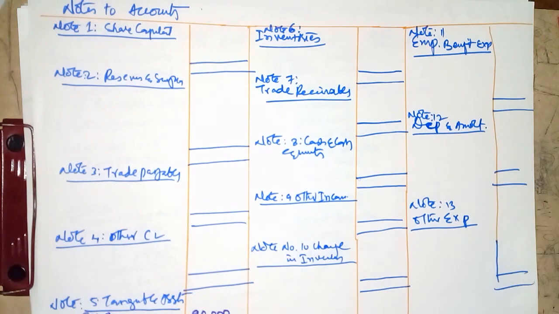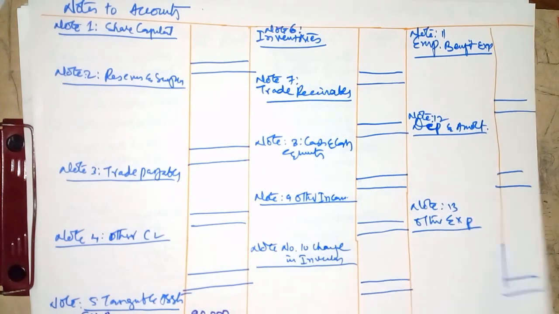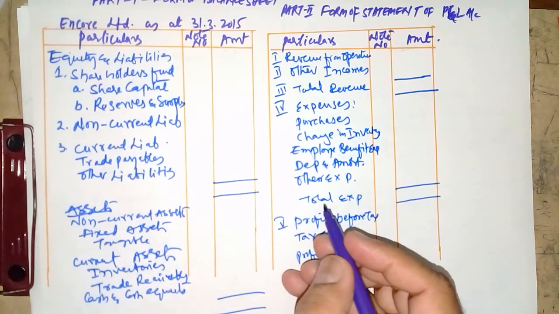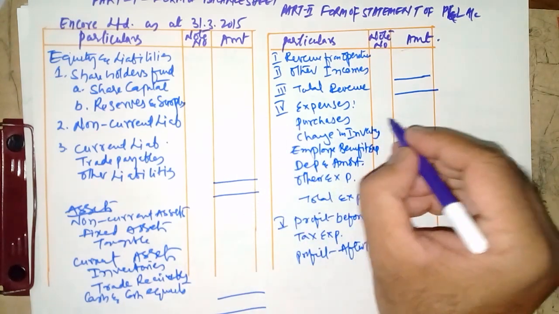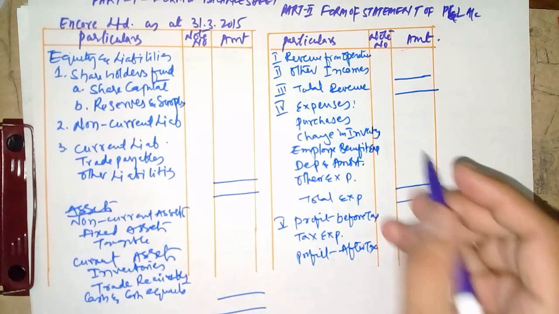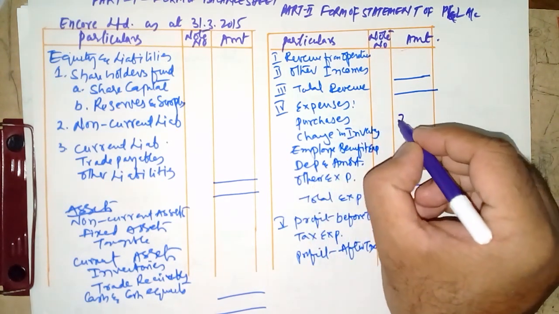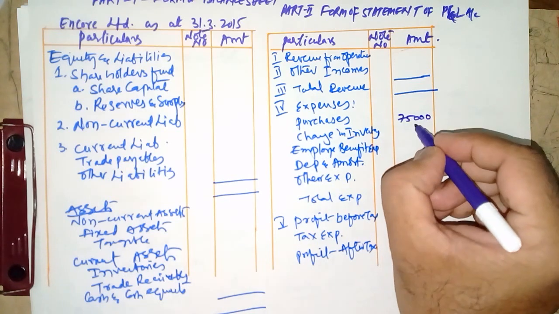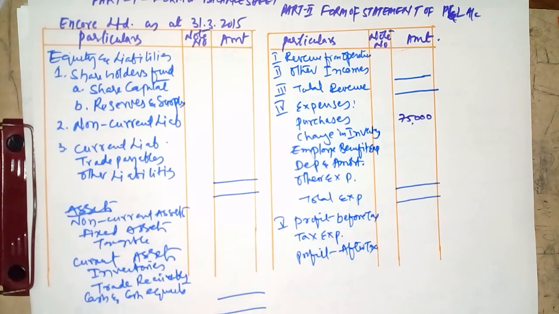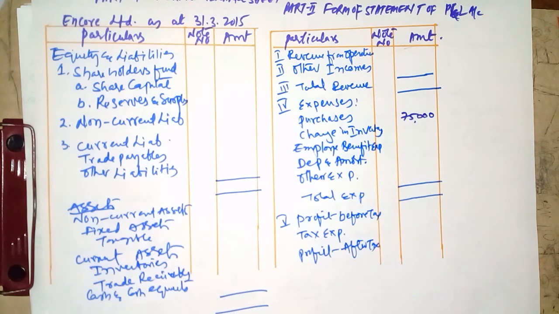90,000 we have written. Then after freehold premises we have purchases, right? For purchases we did not make any note number, so directly we are writing in purchases. So how much is the value of purchases? Purchases is 75,000, right?